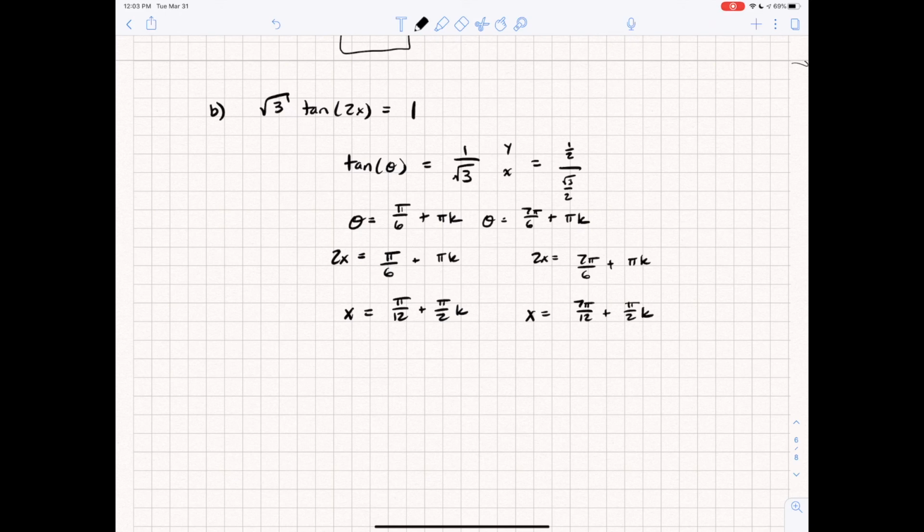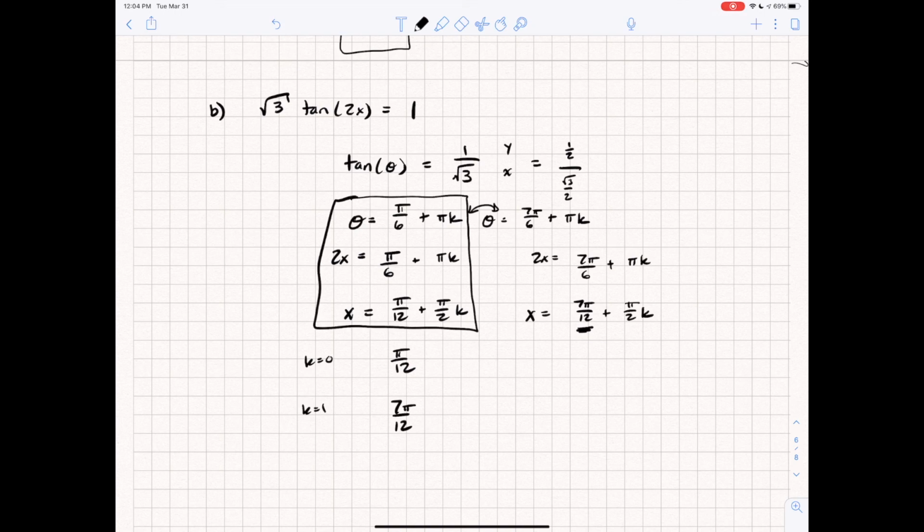All right, and if you notice, if I start listing out my answers, pi over 12 would be my first solution for k is equal to 0. And if I was to do k is equal to 1 for this first one, I would get plus pi over 2 or 6 over 12, which is 7 pi over 12. So we're getting this answer out of it. And this is what I was trying to say earlier, where these two answers are actually the same and involve the same values. So for tangent, I only have to solve this one on the left. And it's because of its period.